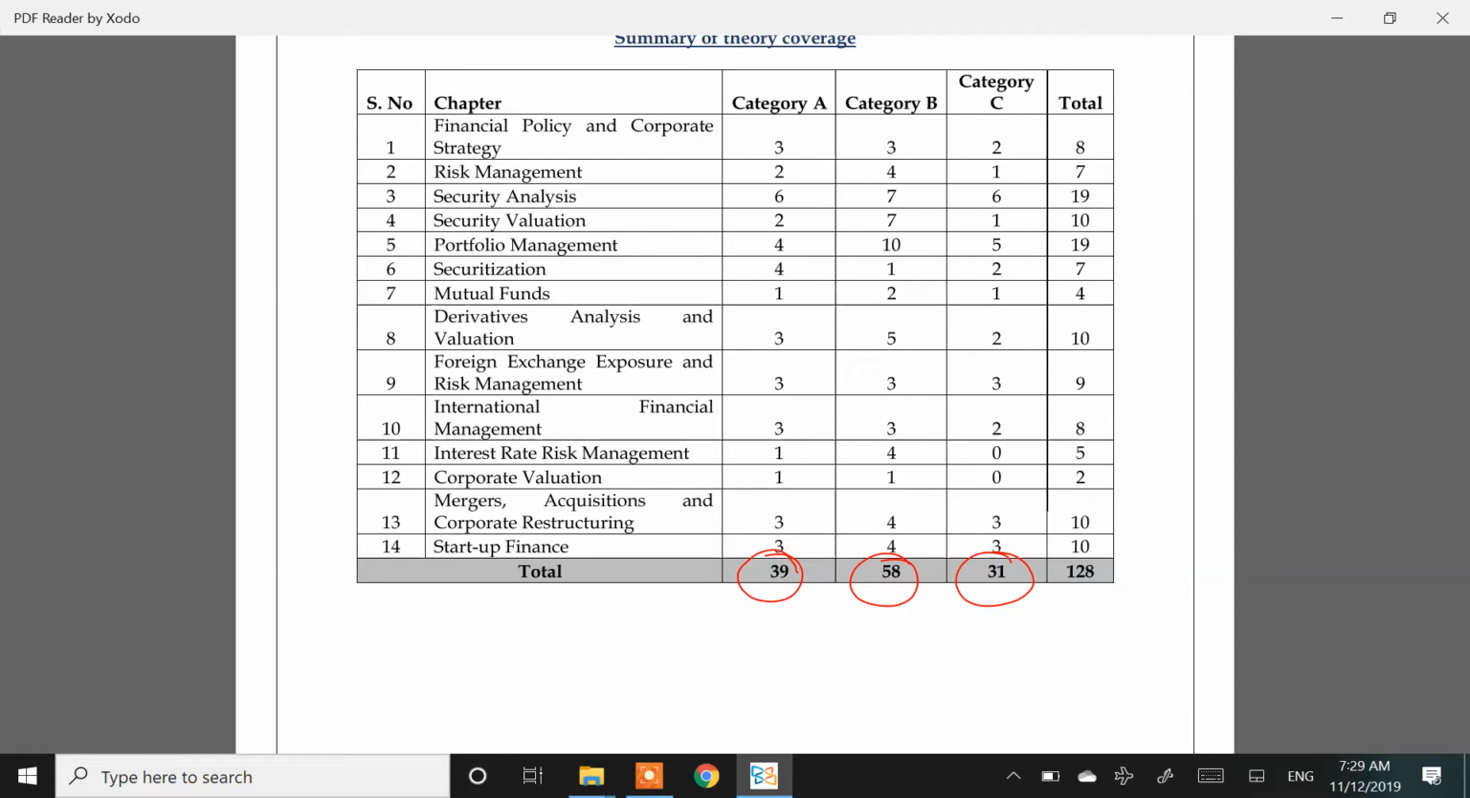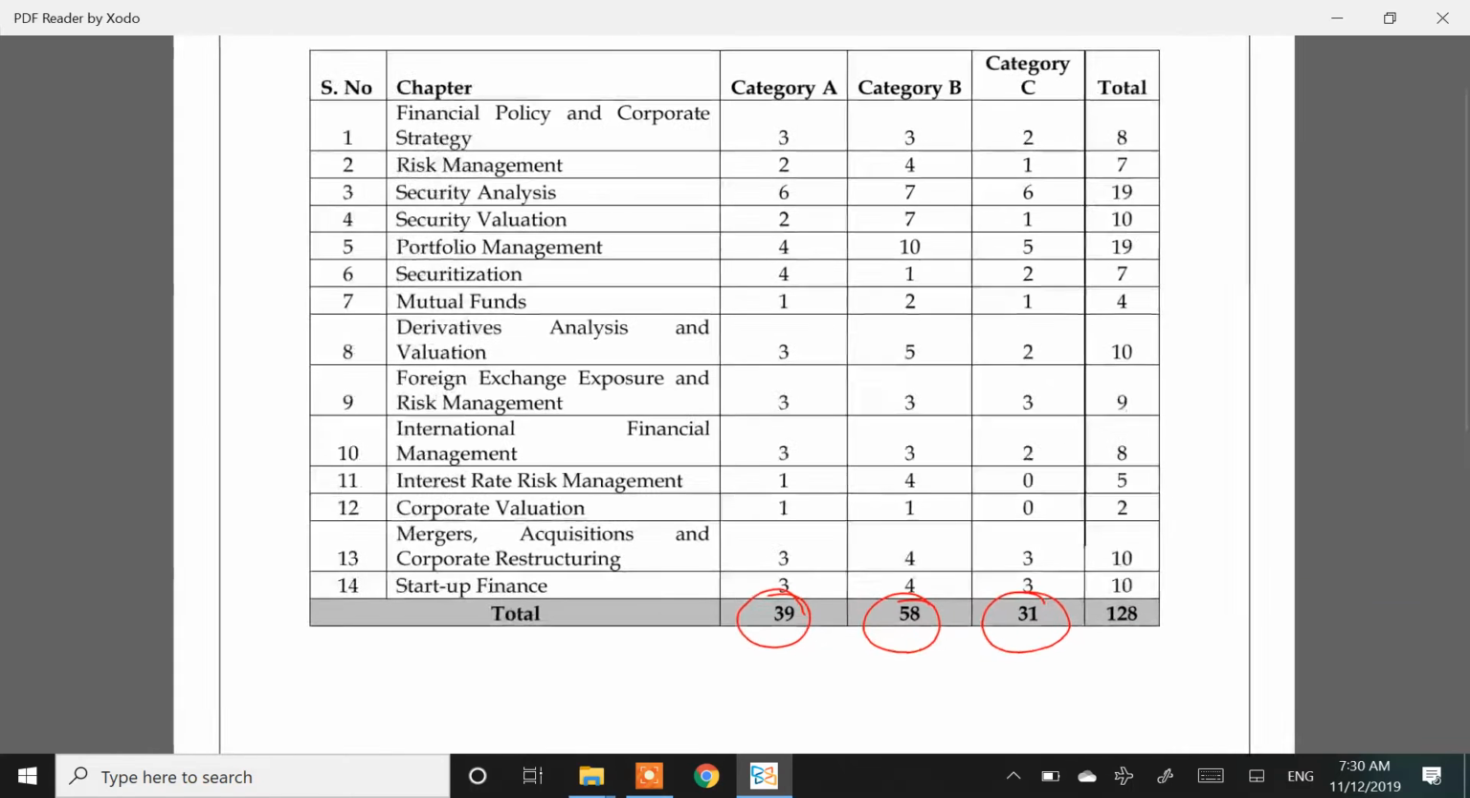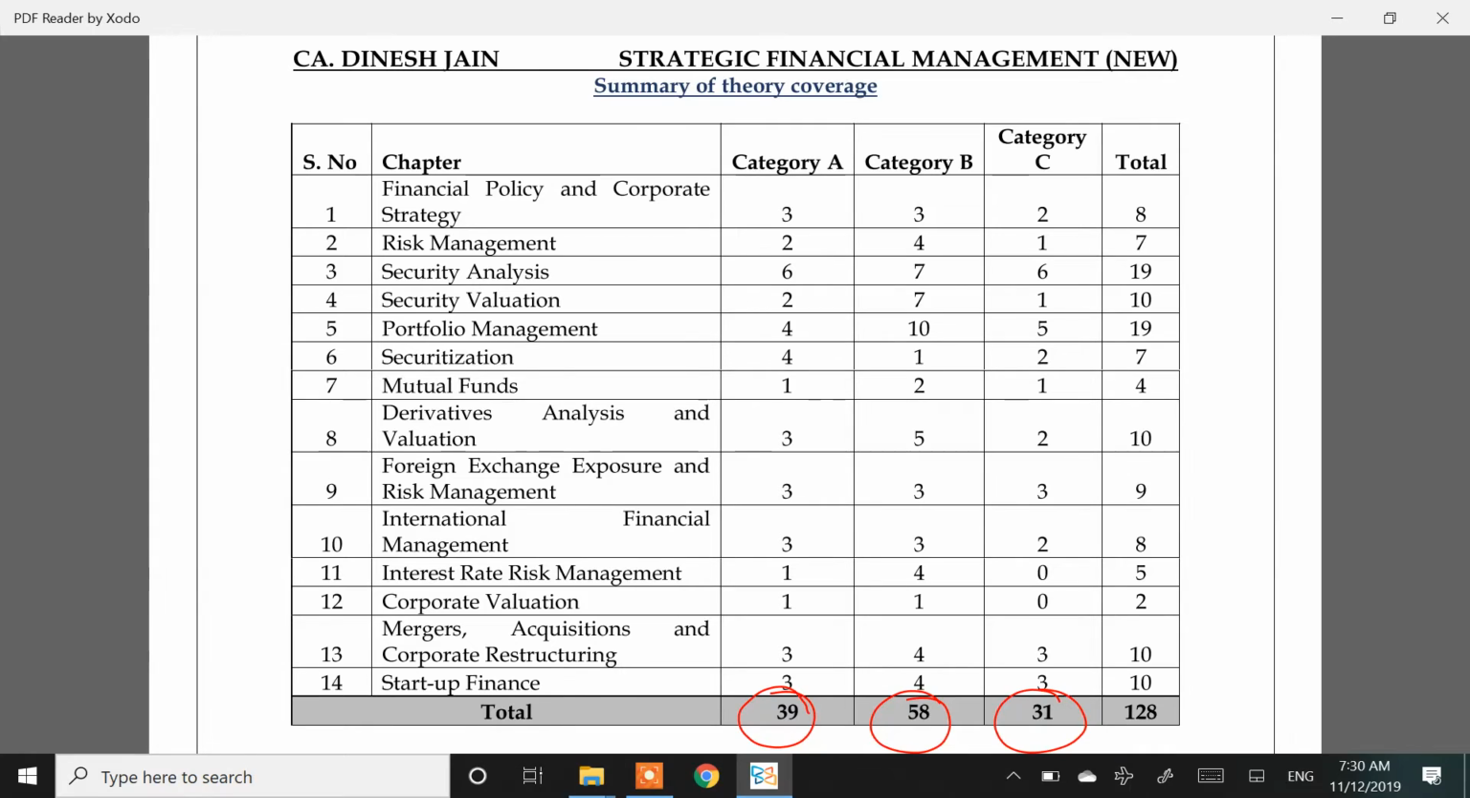Now, in this, certain chapters are pure theory based chapters, and certain chapters are a combination of practical problems and theory. This one, chapter 1, is pure theory based. Chapter 2 has a small component of problem solving, but it is predominantly theory. Some are predominantly problem solving, and some are a combination of theory and problem solving. And this one is predominantly theory based.